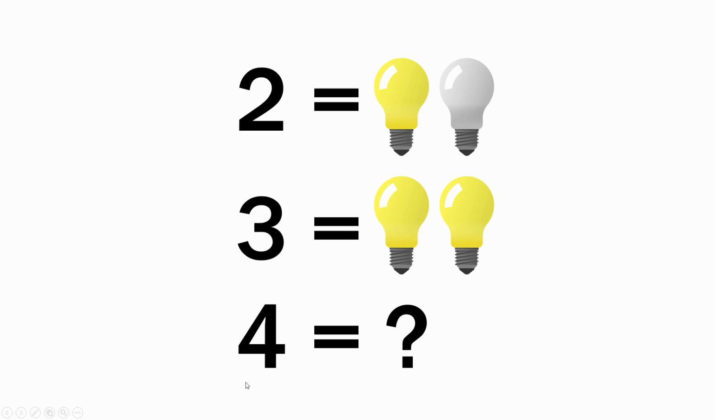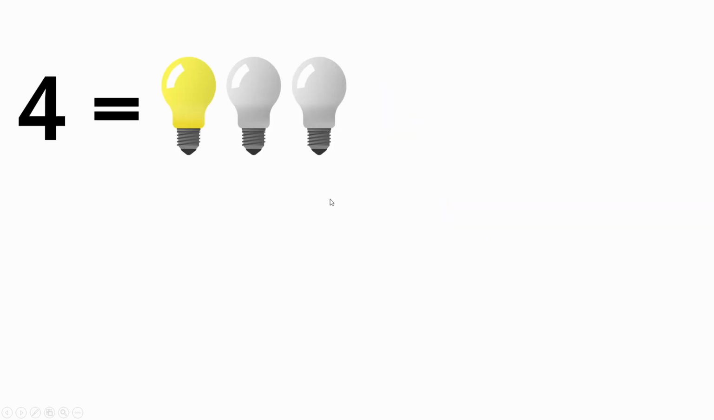So how then might we represent 4? Well, as you may have guessed, we'll just repeat the pattern that we did before and add another light bulb. So in this case, we'll add a third light bulb and we'll flip it to on, and that will represent 4. How do you think we might represent 5?